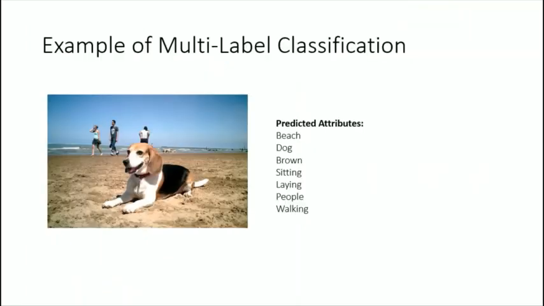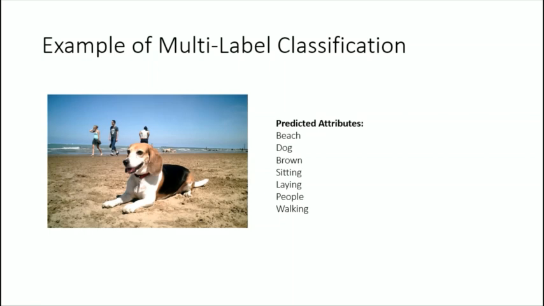Now, an example of multi-label classification is when you want to predict some attributes of the image, some instances. Okay, so this is sometimes called multiple instance learning. So here, for example, we have this image, and we predicted the attributes of this image. So beach, dog, brown, sitting, laying, people, walking. So in this case, more than one class belongs to an image. More than one label belongs to an image. And this is the case of multi-label classification.